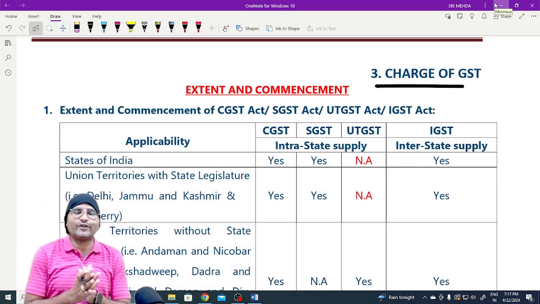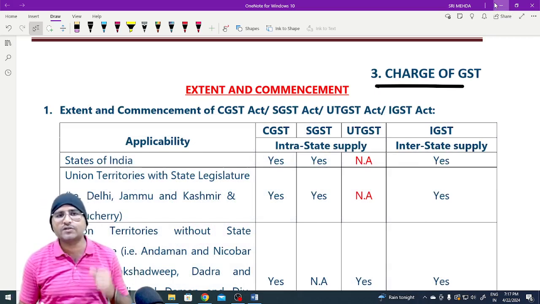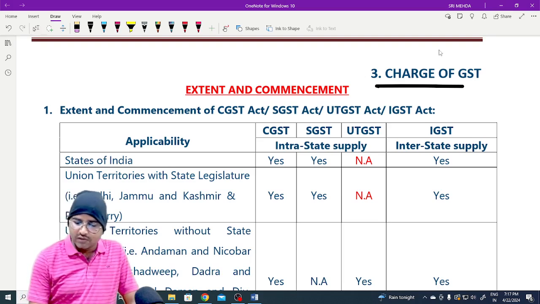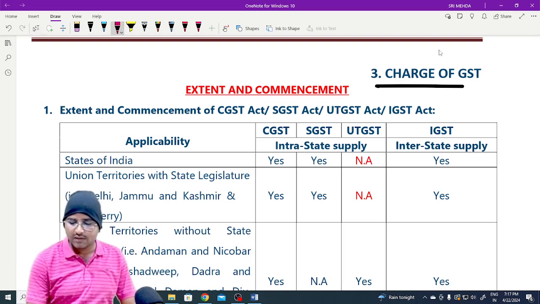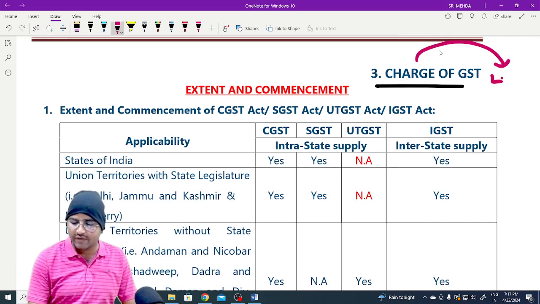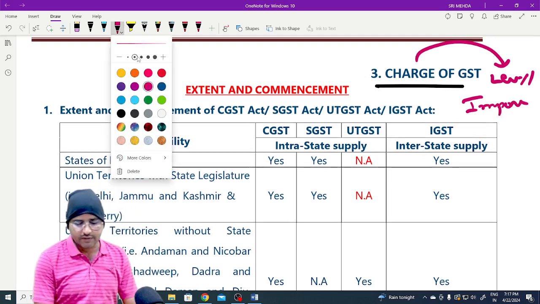In today's session, we are going to start with the topic of charge of GST. So, what is the meaning of the charge? Charge means levy or impose. Levy or impose of GST.